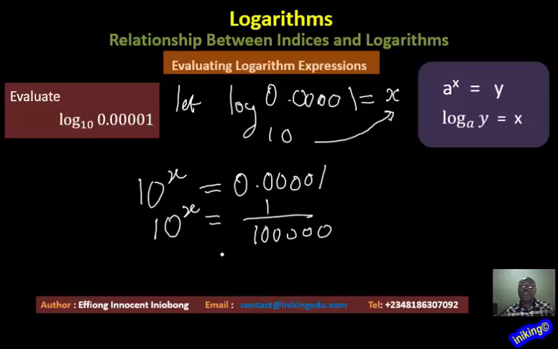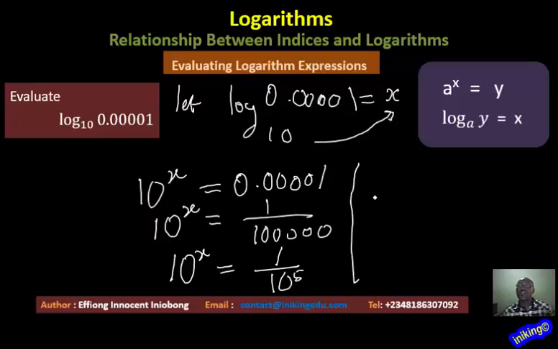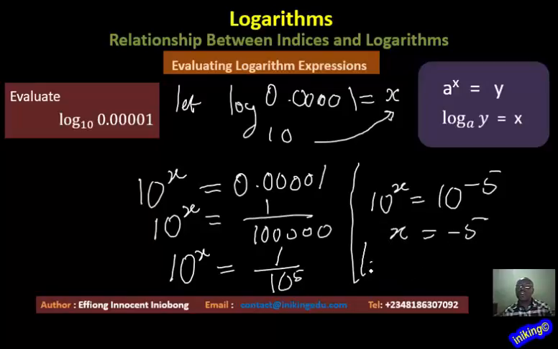So we have 10 raised to the power x there. And then this will mean 1 all over what? 10 raised to the power 5. This is 10 raised to the power x. Of course, we can write this out as 10 raised to the power x equal to 10 raised to the power minus 5, which means that what? Our x is simply minus 5. Hence, the logarithm of 0.00001 to base 10 is equal to minus 5.